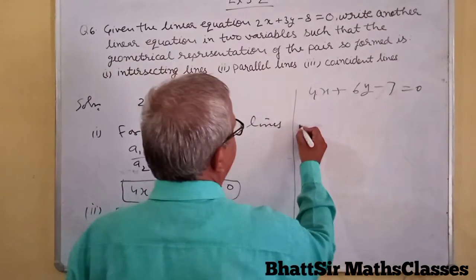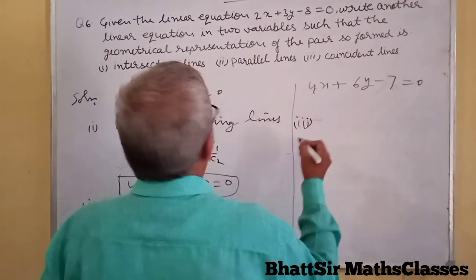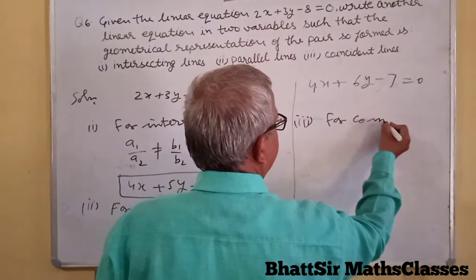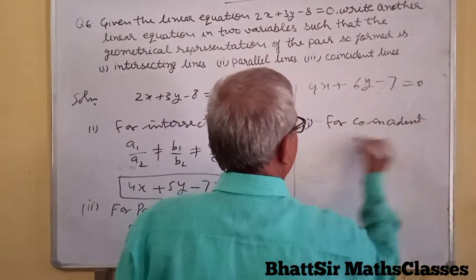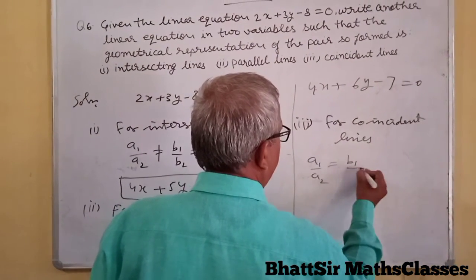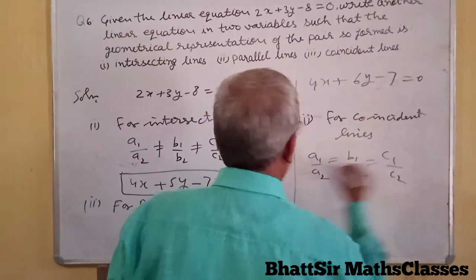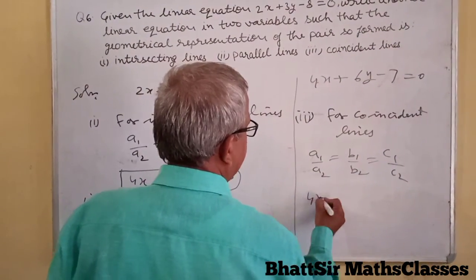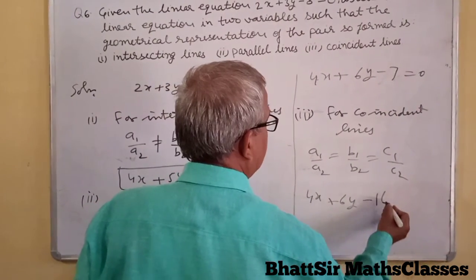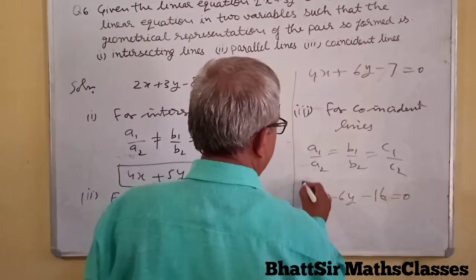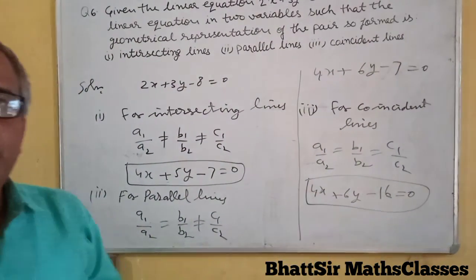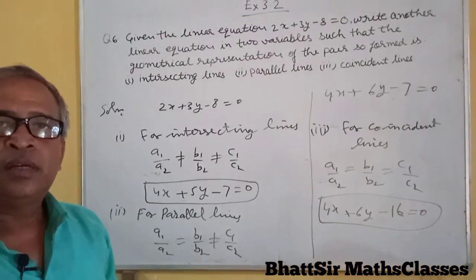Now I am writing the third part. For coincident lines, the condition is a1 upon a2 equals b1 upon b2 equals c1 upon c2. Therefore 4x plus 6y minus 16 equals 0. This is another equation for coincident lines. So I will attend the next question in the next class. Rest is okay.